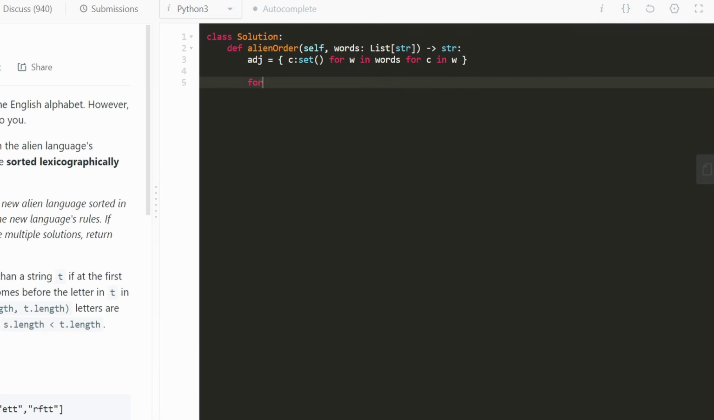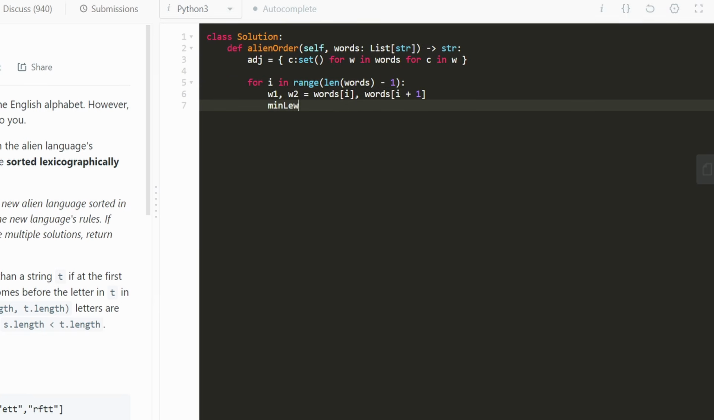And then we want to go through every pair of words. So for i in range, the number of words that were given minus 1, so that we go through every single pair. Let's get each pair, word 1 and word 2. Word 1 is going to be the word at index i. Word 2 is going to be the word at index i plus 1. So let's get the minimum length of both of these two words.